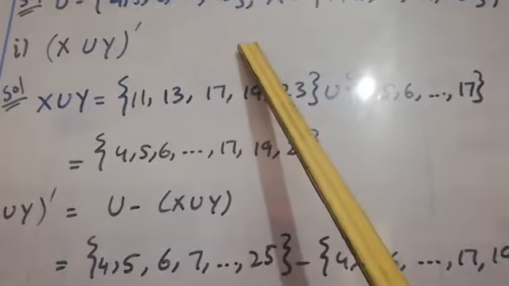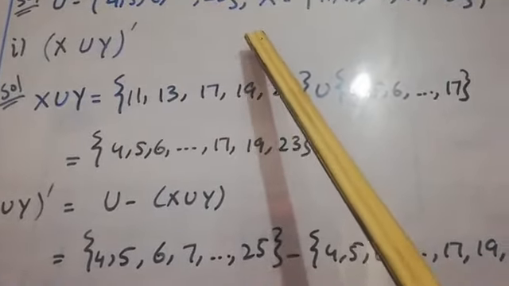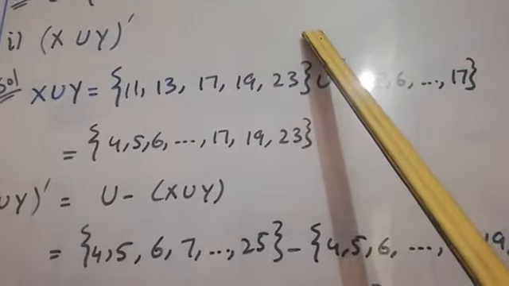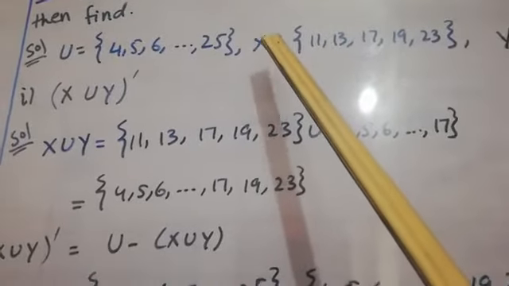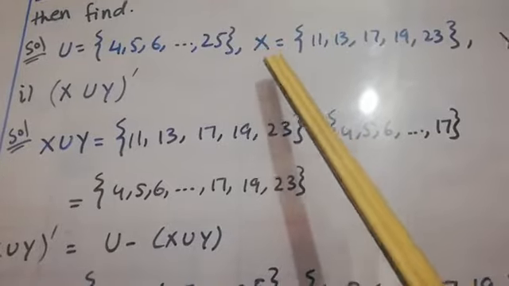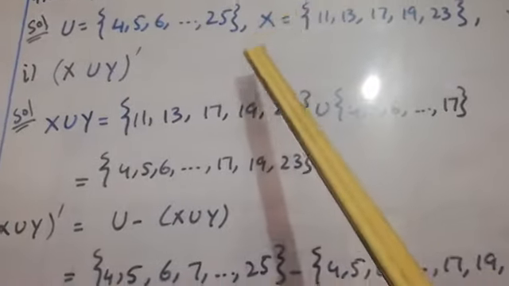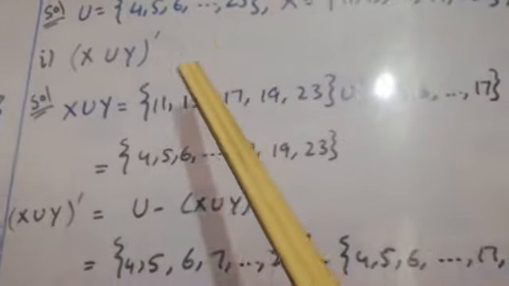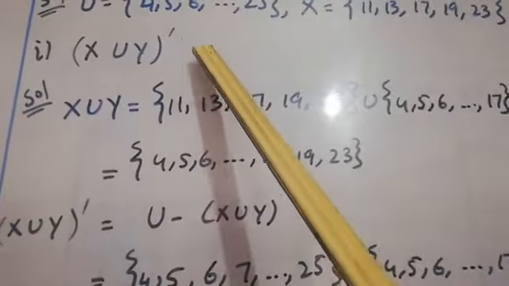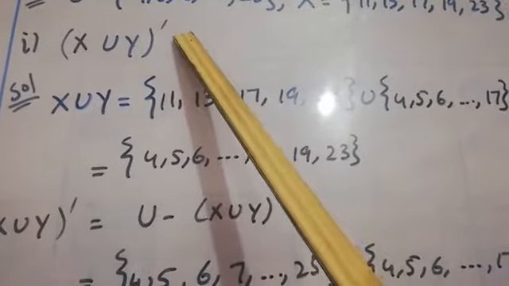For example, if we are going to find A complement, then we will write U difference A. If we are going to find X complement, then we will take U difference X. And U difference X means all the elements which are present in U but not in X. But in this question, the complement is on the whole form.